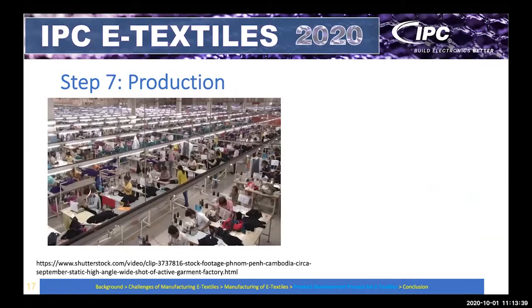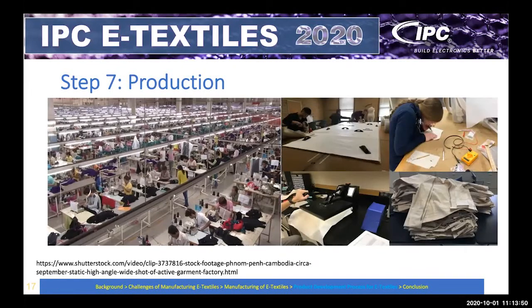So for the final production, this is the final step, where you're going to actually manufacture e-textile in bulk. Depending on the expertise and facilities of the company, the production process could be divided into several sections, similar to a typical apparel production system.